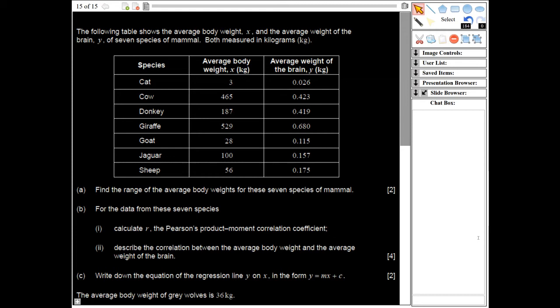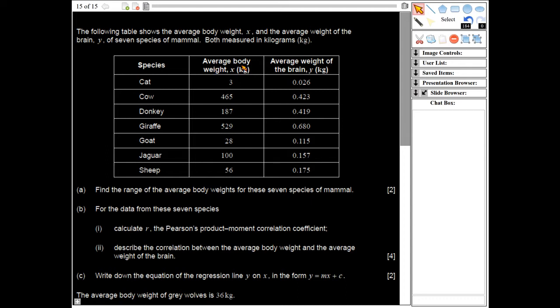Okay, so I'm going to look at this question here. It says the following table shows the average body weight X and average weight of brain Y of 7 species of mammal, both measured in kilograms, kg. Then we've got our data here. It says find the range of the body weights for these 7 species of mammal. So range of the average body weight.